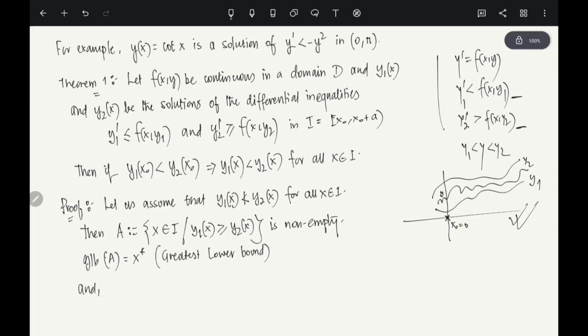And you also know that x naught, so what is the relation between x naught and x star? x naught is strictly less than x star. Why? Because at the point x naught, y1 of x naught is strictly less than y2 of x naught. Clear? So x star has to be greater than x naught, right? And what happens to y1 and y2 at the point x star? Since it is the GLB, y1 at the point x star equals y2 at the point x star. It has to be, because y1 and y2 are continuous functions.